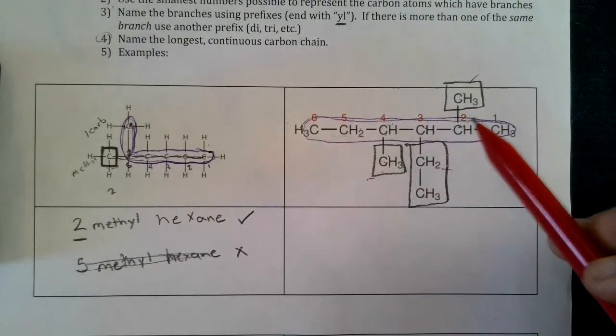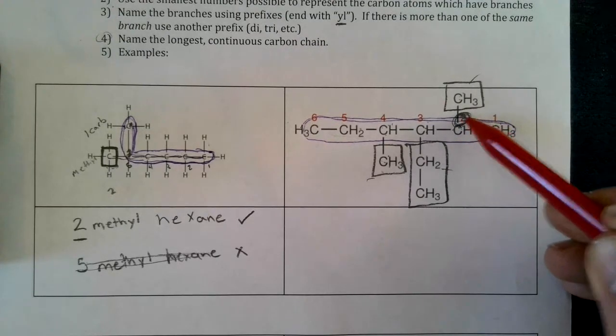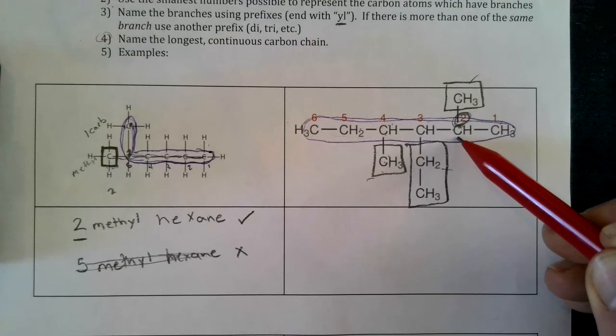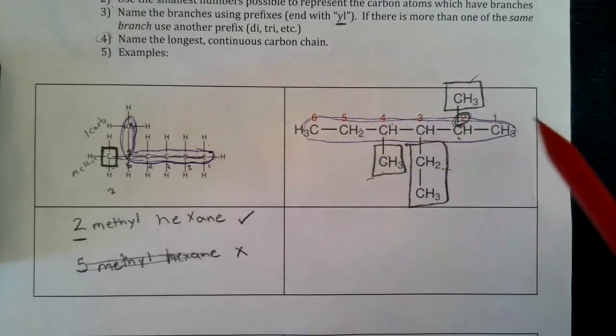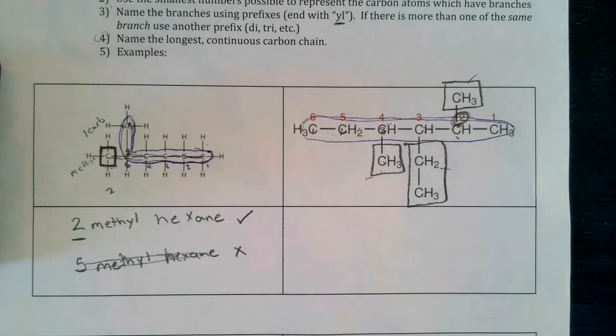And hopefully you're picking this up quickly. Going from this way, the first branch that is encountered is on the second carbon. Now that is the lowest possible number to represent a carbon atom. Because if we went from this side to this side, if this was carbon 1, 2, the first branch would come at the third. So this is a really good example of when you have to check both left to right and right to left. Because there's only one correct way to do this, and that is part of those rules, using the lowest number.